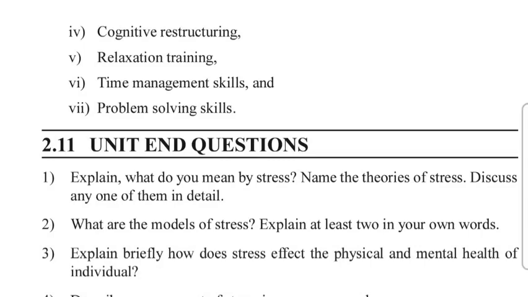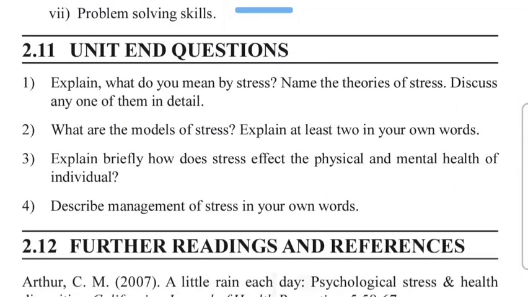Unit end questions. 1. Explain what you mean by stress. Name the theories of stress. Discuss any one in detail. Stress is a real or interpreted threat to well-being that triggers physiological and behavioral responses. Theories of stress include the biomedical, sociological, and psychological perspectives. For example, the biomedical perspective focuses on how stress affects the body, emphasizing physiological responses like hormonal changes and their impacts on health.